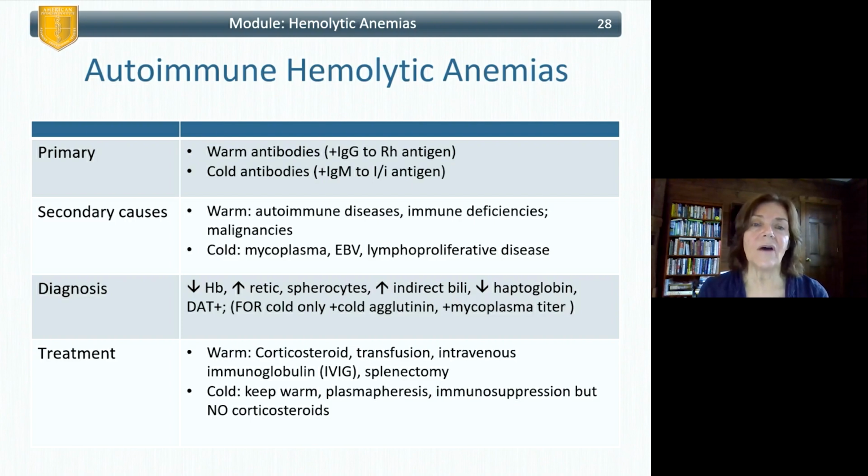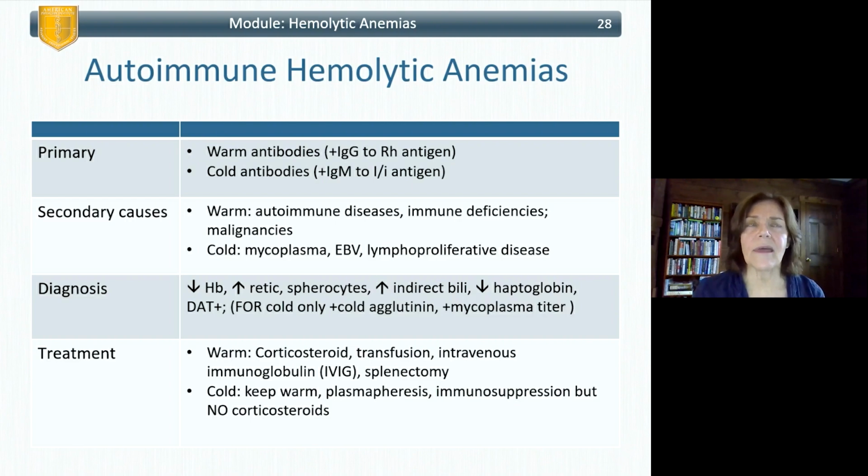Secondary causes of warm antibodies include autoimmune disease, immunodeficiencies, and malignancies, whereas cold antibodies are often seen in children after mycoplasma infection, Epstein-Barr virus, or rarely seen in lymphoproliferative diseases. The diagnosis is made by noticing anemia or low hemoglobin, an elevated retic count with spherocytes on the smear, an elevated indirect bilirubin, a low haptoglobin, and a positive direct antiglobulin test.